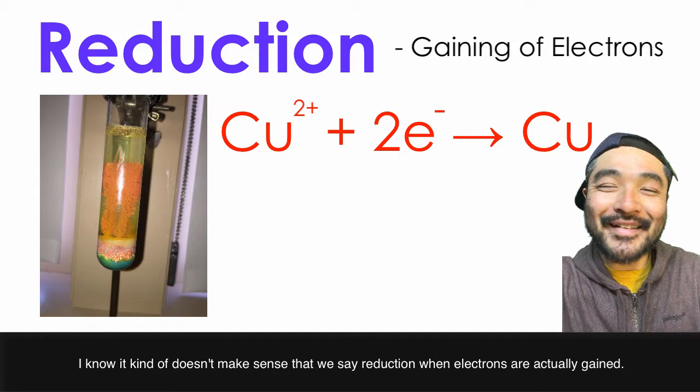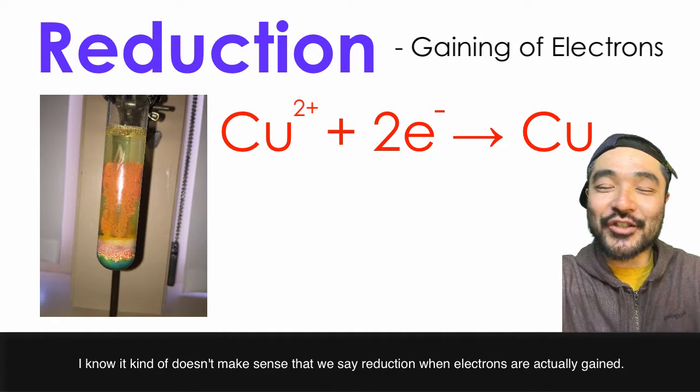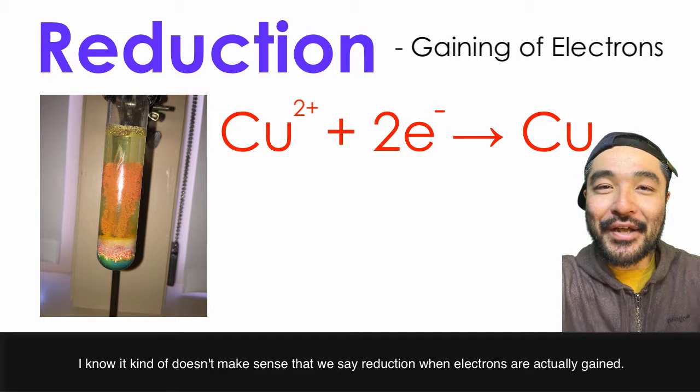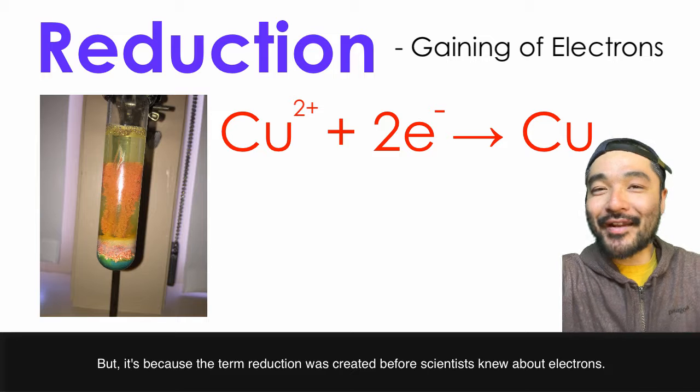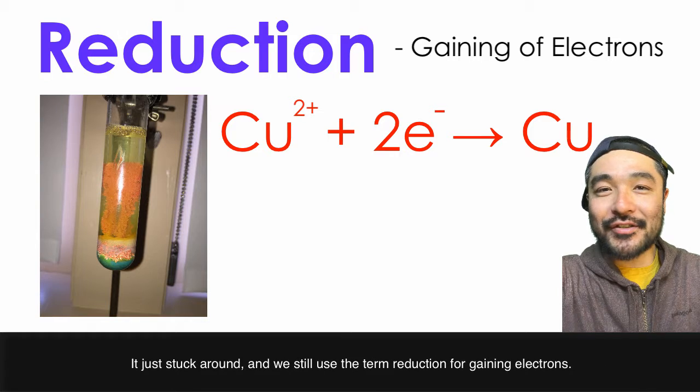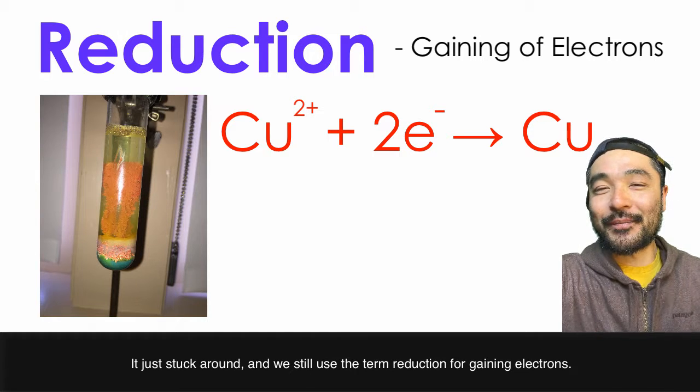I know it kind of doesn't make sense that we say reduction when electrons are actually gained, but it's because the term reduction was created before scientists knew about electrons. It just stuck around and we still use the term reduction for gaining electrons.